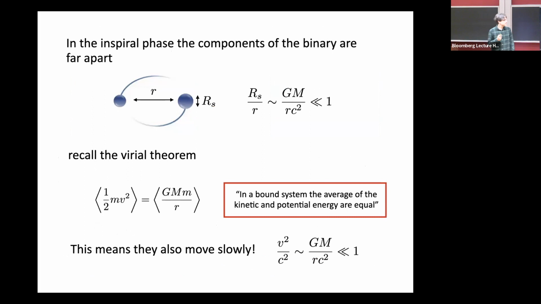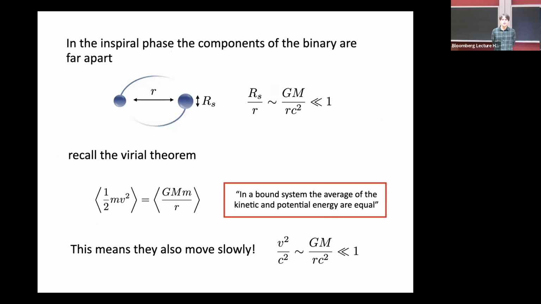So just to set up the stage, in this part of the merger where we have the in-spiral phase of the merger, we have two bodies far away from each other. That means that the distance between them is much larger than the characteristic gravitational radius, the Schwarzschild radius, of either one of them.